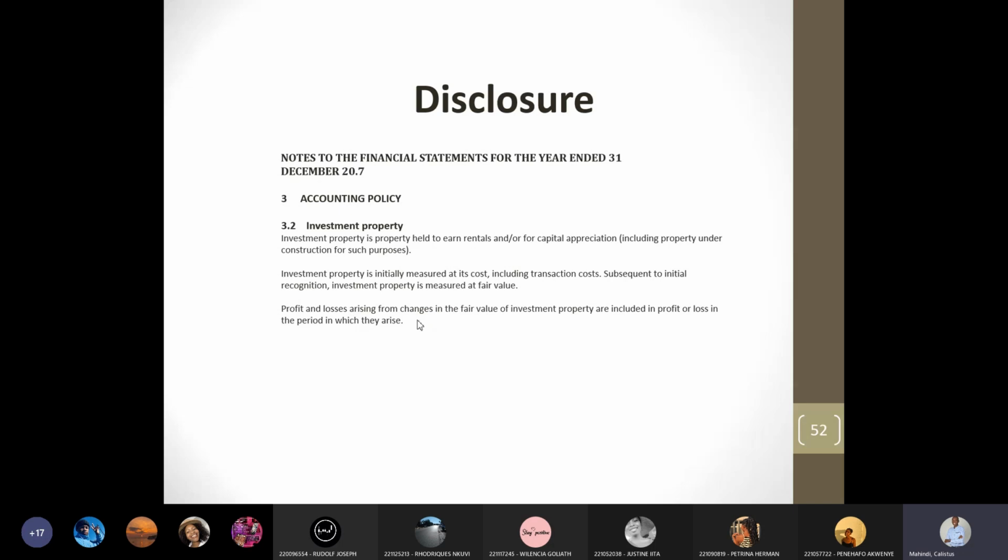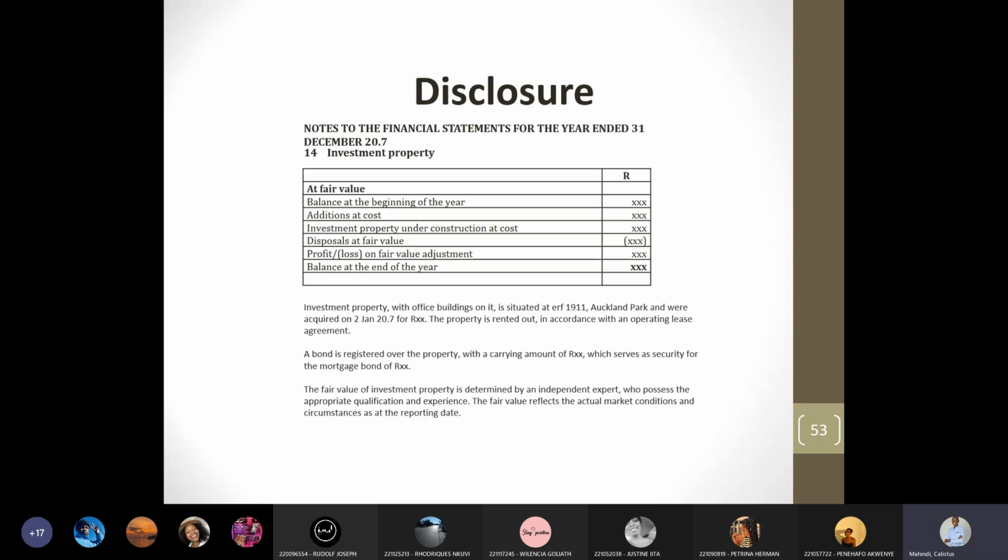So in general, you're just explaining how you treat your investment property. That is the accounting policy note. All right. When it comes to depreciation, if that investment property is measured under the cost model, you will have to mention that it's depreciated, let's say, over its useful life.